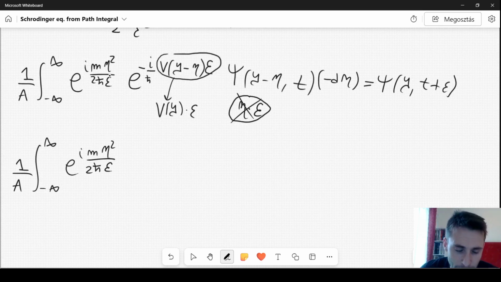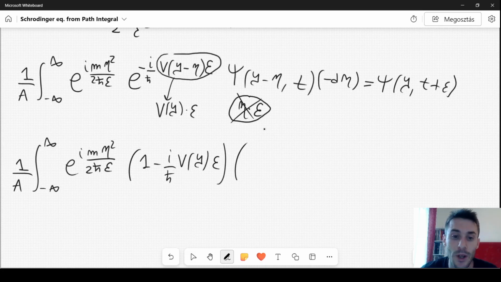And let me also tell you that this epsilon here in the denominator comes from this. So here we would have had something like this: epsilon squared multiplied by epsilon. But of course, epsilon divided by epsilon squared just gives us epsilon. So that's why I have this expression in the first exponential. Then when we expand this to first order, we have 1 minus i over h bar V of y times epsilon. And then when we expand this psi, we get this.